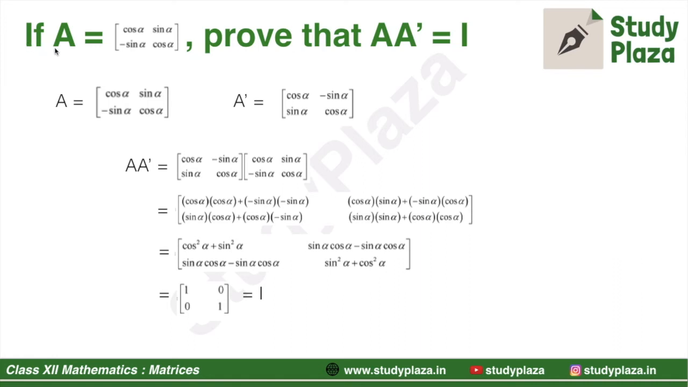Let us solve one question to understand the transpose clearly, and the statement of the question is: if matrix A is equal to cos alpha, sin alpha, minus sin alpha, cos alpha, that is a 2 into 2 matrix, prove that A into A dash is equal to I.